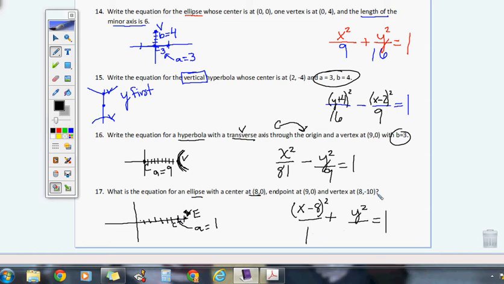Oh, vertex is at 8, negative 10. So if I go right 8 and then down 10 all the way down here, we're going to get a gap here. Hopefully you can figure that out, of 10. So b would be a value of 10. And then when we square it, that would put 100 in our formula. Okay? So there's some more practice with those equations there.